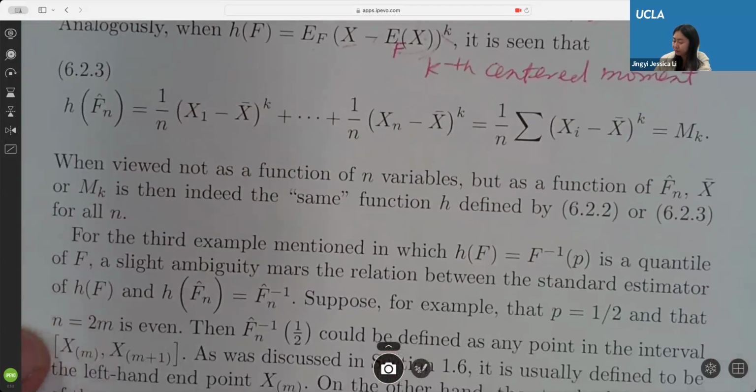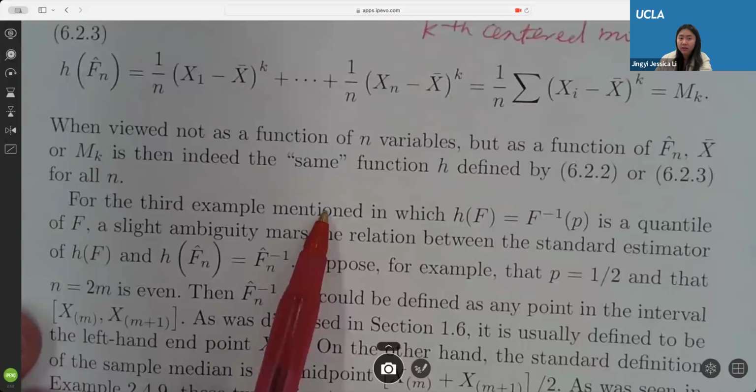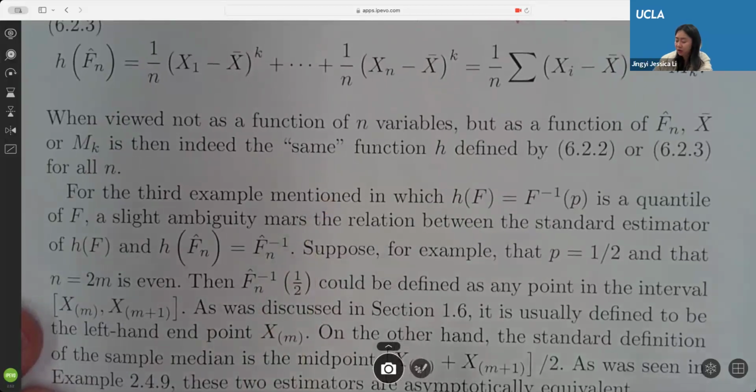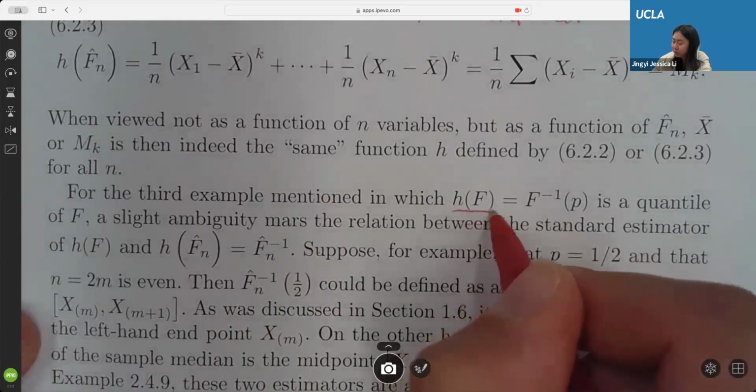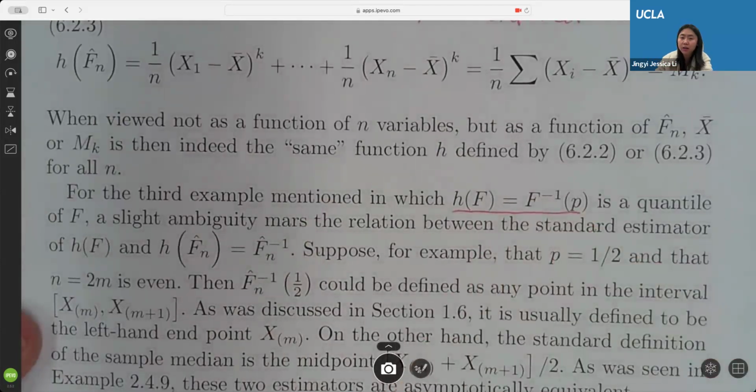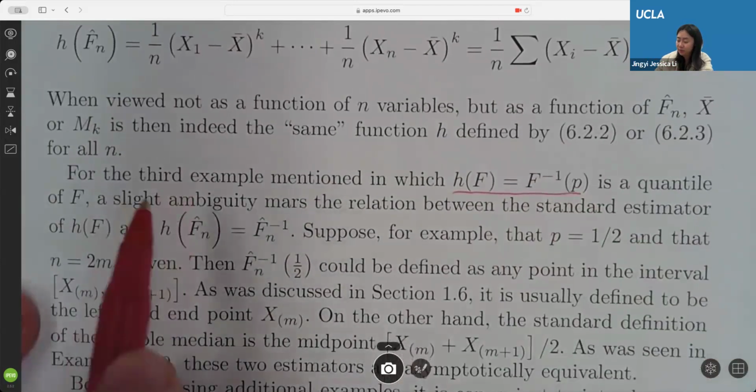A third example, I'm just doing a quick review using the contents in this book, but we have covered this briefly before, is quantile. The pth quantile is our parameter, right? Then how do we do that?